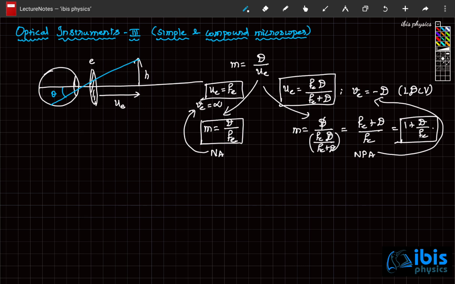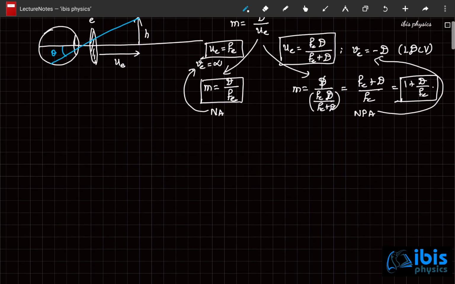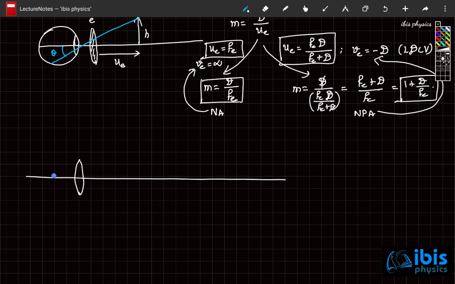So the usage of a single lens to magnify objects is called a simple microscope. The range of the magnification is from d by Fe to 1 plus d by Fe. What is a compound microscope? Suppose I use two lenses. Suppose this is one lens and I have an object here. What this lens will do is magnify, and it will form the image of the object here.